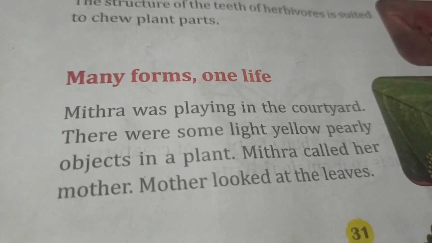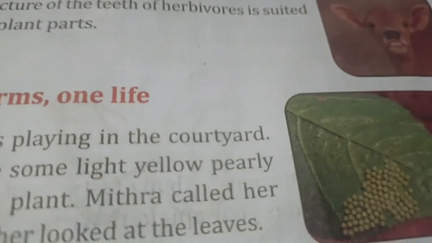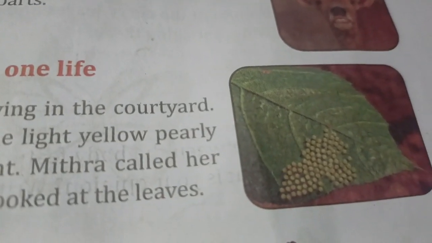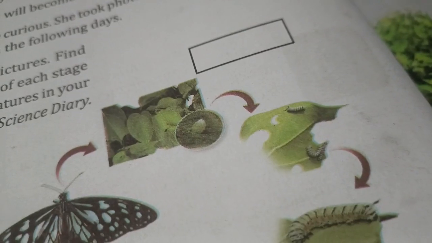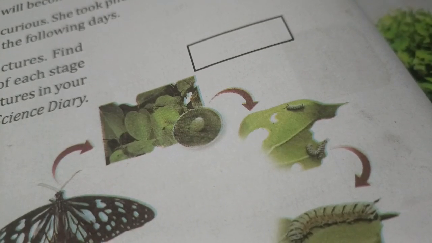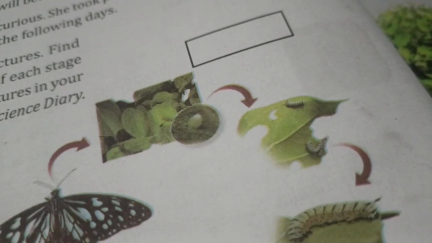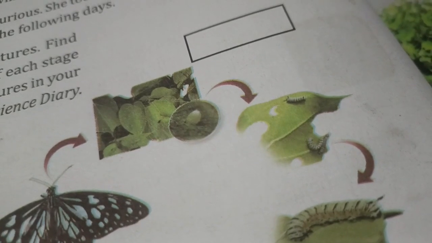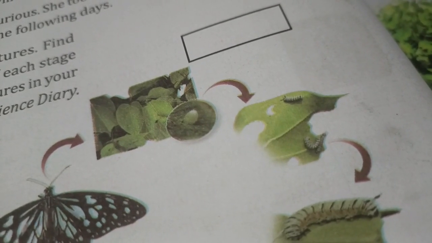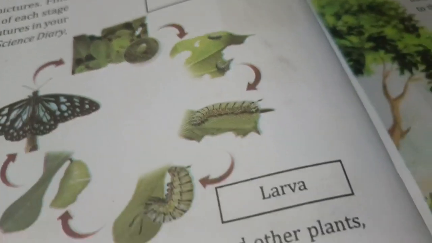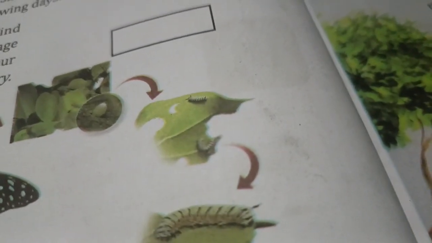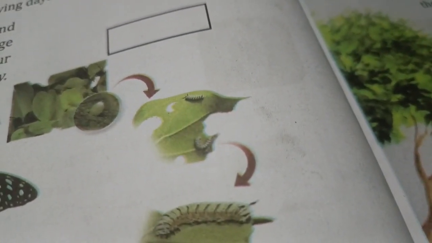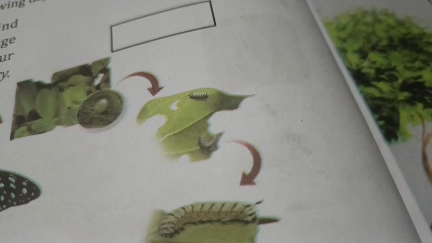Mitra called her mother. Mother looked at the leaves. What do you see in this picture? Do you know butterflies usually lay eggs under the leaves? The sticky liquid from its body helps to attach the eggs on the leaf. The egg will hatch within 6 days. Then larvae. Larvae are the worms that hatch out from the egg.